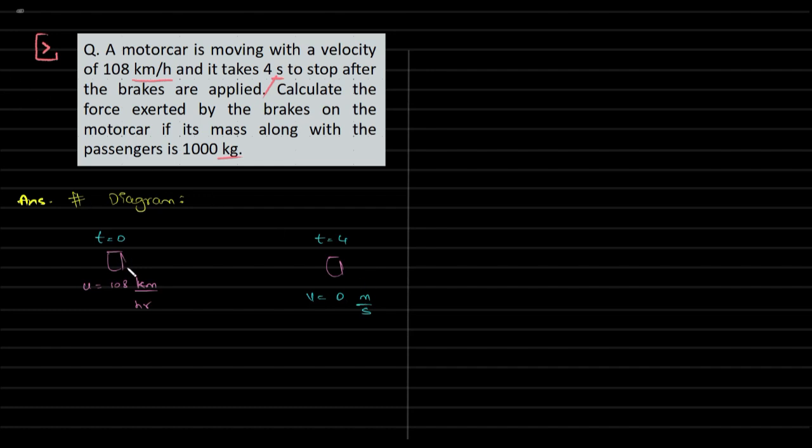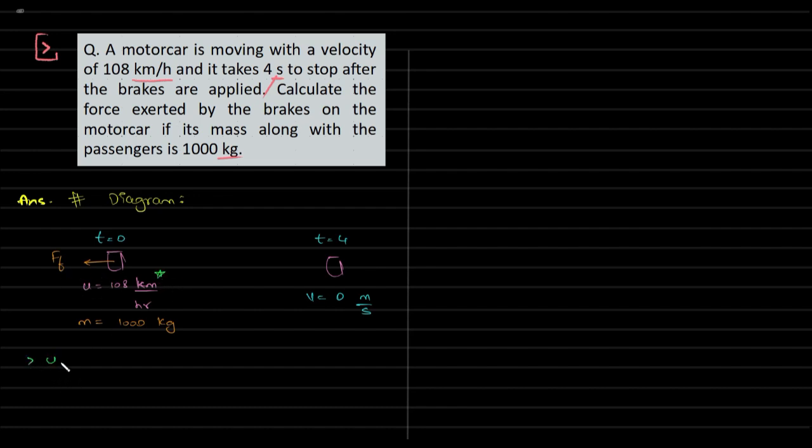Is it not? So the force on this object would be to the left. Why? Since it's moving to the right, when we apply the brakes, the friction would stop it or push it back. So we have the force in the left direction. Right? And the mass is also given. Mass is 1000 kg. This is all the things that is given. One exception is that we need to convert this to meter per second.